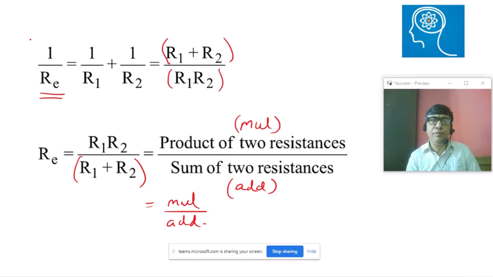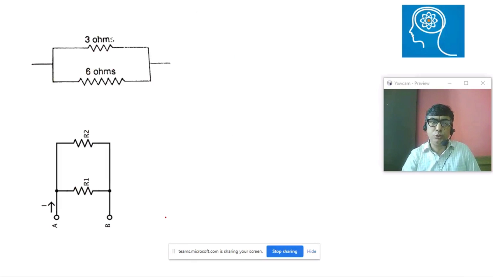Now we will not be using this formula 1 upon R1 plus 1 upon R2. What we will do is, for finding out R equivalent, directly we will multiply the two resistors and keep the multiplication in the numerator. We will add the two resistors and keep the addition in the denominator. Okay, so let us do it.